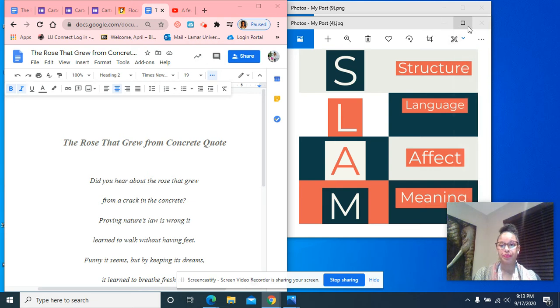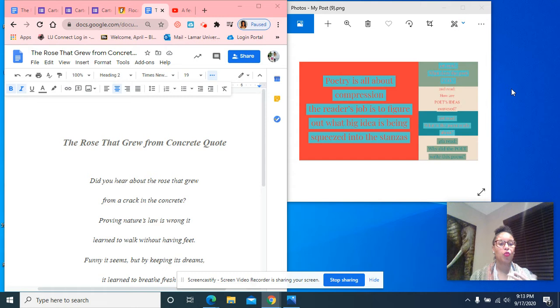Right, so next, let me close that one. Next, we have what is poetry? Well, right here on this anchor chart, I have poetry is all about compression. And you see this word right here in the middle? Press. So poetry is where an idea is compressed into a few lines. It's a compressed idea of something that is much bigger. And so the reader's job is to figure out what the big idea is that is squeezed into these stanzas, which I've just explained to you what stanzas are. So poetry is a compression of a big idea into stanzas. All right, so that's what you see here, the compression of a big idea into stanzas.